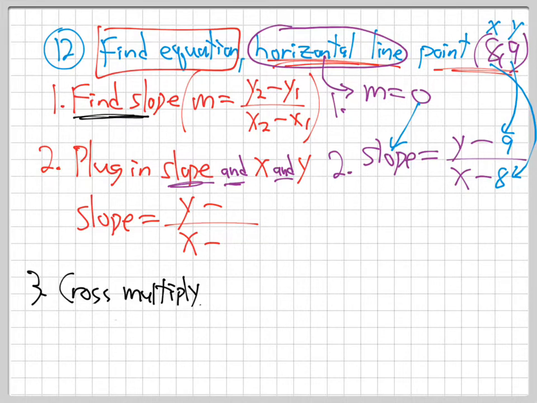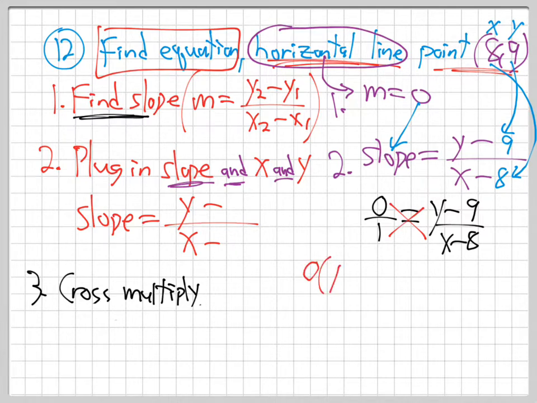Let's go to the cross multiply step now. So this is going to be 0 over 1, right? The slope is 0. And remember, whole numbers, we just put them over 1. Any whole number, just put it over 1. Then here we go. We're going to cross multiply, diagonal, diagonal. So 0 times x minus 8 is 1 times y minus 9. Good so far?